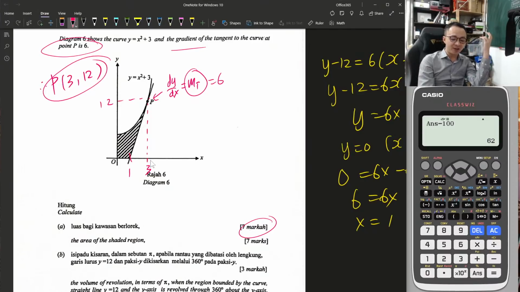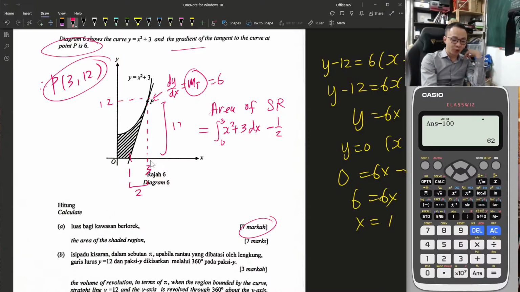In order to find the shaded region, I can say the area of the shaded region is: I will integrate the curve minus the triangle, isn't it? I will integrate x squared plus 3 from 0 to 3, dx, minus the triangle, half times base times height. The base is 2 units, the height is 12 units. So yeah, this one I just integrate as usual.